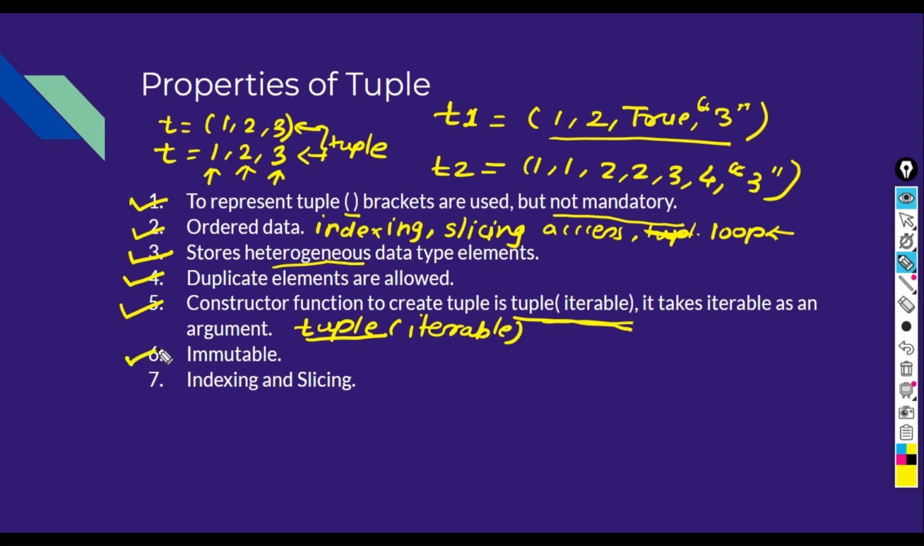The next important point is immutable. This is the main difference between list and tuple: lists are mutable and tuples are immutable, means not changeable. So this is the main difference between tuples and list. Tuples are immutable, and indexing and slicing, as it is an ordered data type, are possible. Next, whatever basics we have covered, we will see practically.